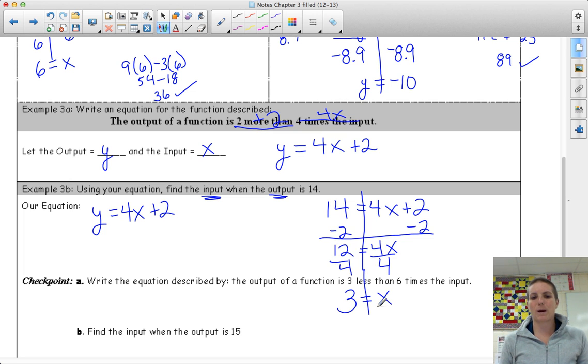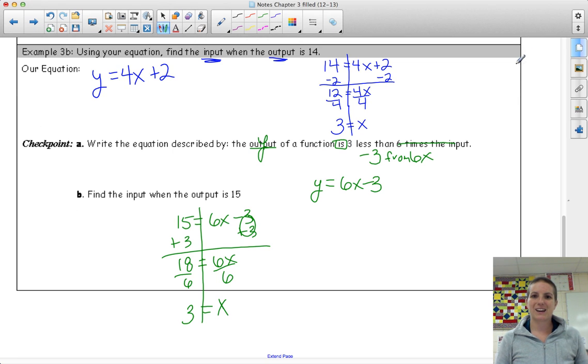You have another checkpoint problem. Give it a try. Alright, so there's your practice problem. Hopefully you did just fine with it. I'm sure you did. I believe that's the end of our notes for today.